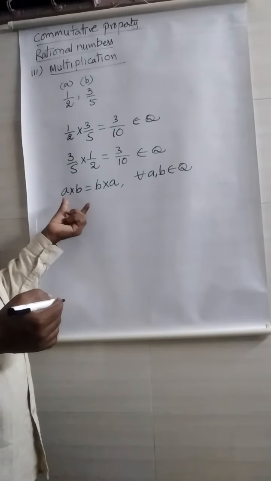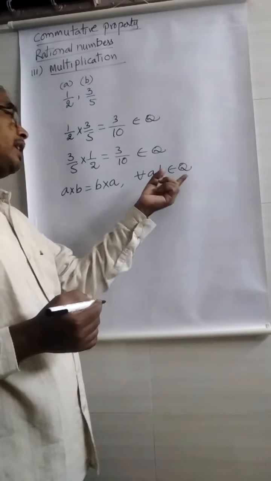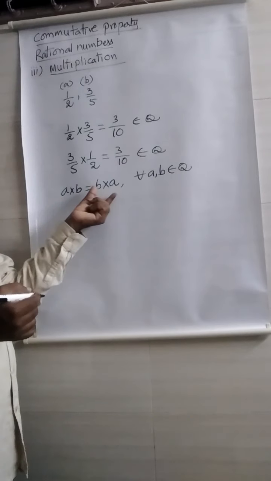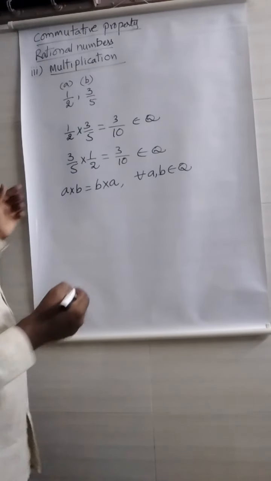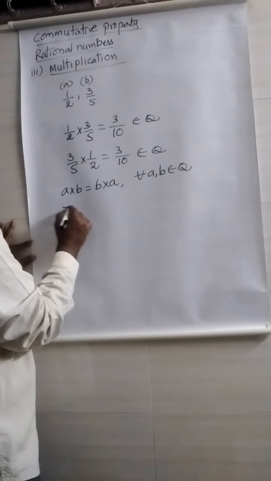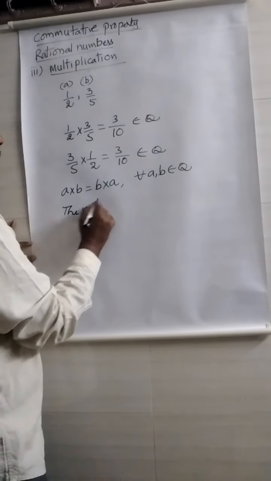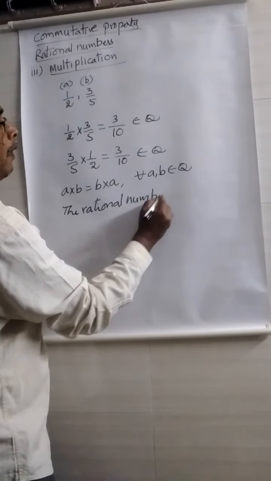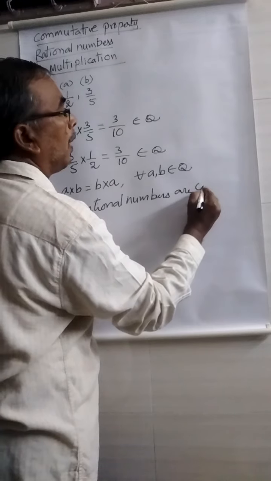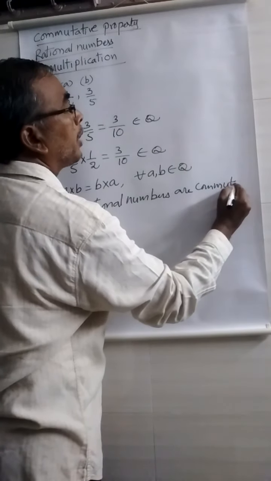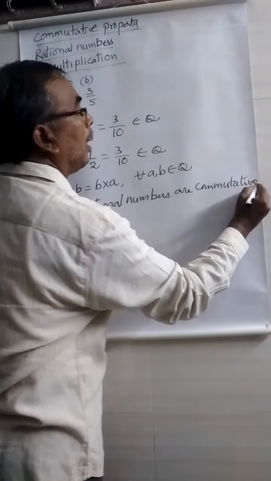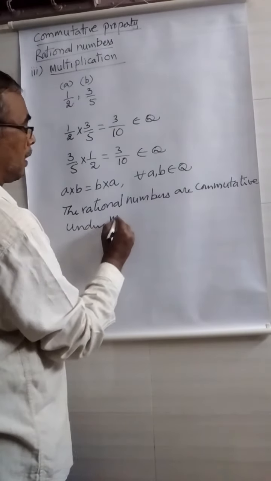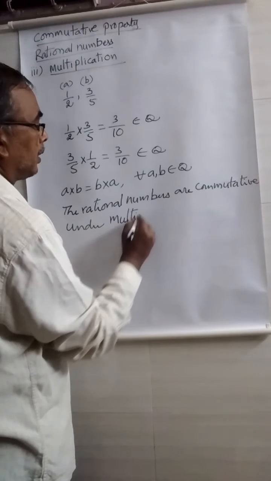That means, you take any two rationals, you may get the same result in both the cases. A into B is equal to B into A. That means what we conclude here: the rational numbers are commutative under what operation? Under multiplication.